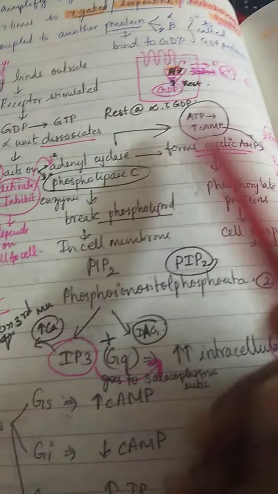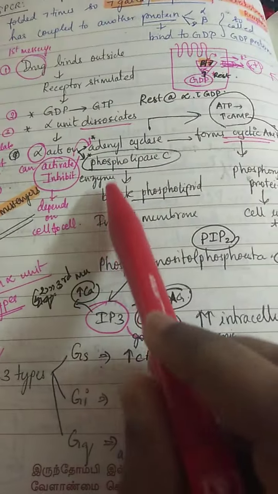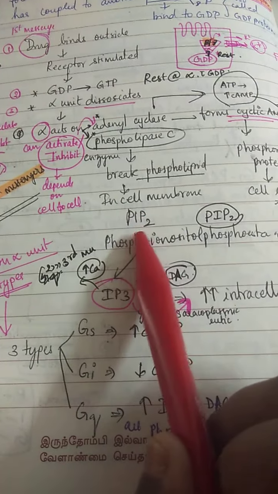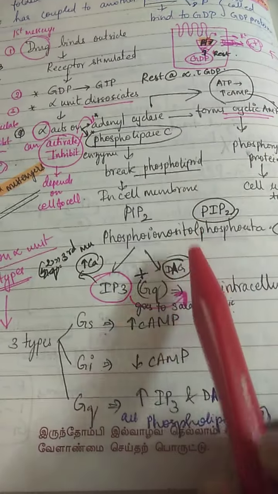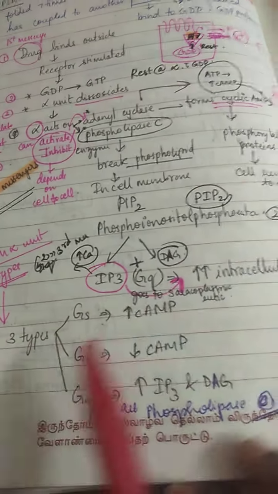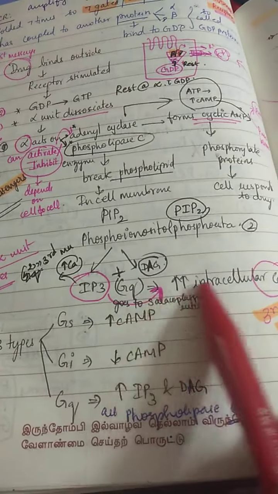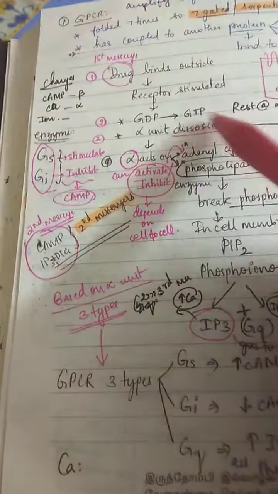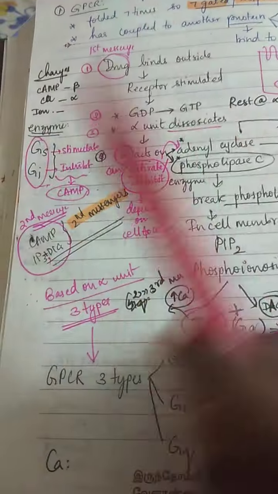So this was adenyl cyclase and protein kinase and all that. This is phospholipase C, where it will break the phospholipid of the cell membrane, and it will produce phosphoinositol phosphate, which in turn is formed by inositol triphosphate and diacylglycerol, which will increase the intracellular calcium, which is the third messenger. So all these things are second messengers.